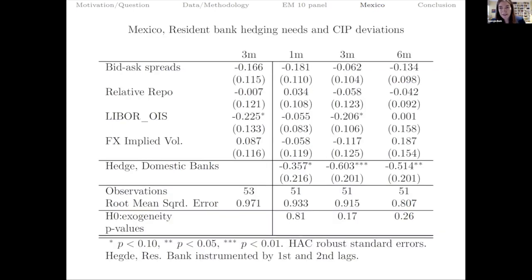Okay, so in my 5 minutes, I'll just quickly go through this and invite people to consult the paper for more discussion. If you look here, I've done the CIP deviations for different maturities. And if you focus on the 3-month, which is the column with 3M at the top of it, you'll see that there's, again, a negative coefficient on the resident banking currency mismatch. It's true across all of those maturities, the short end maturities.